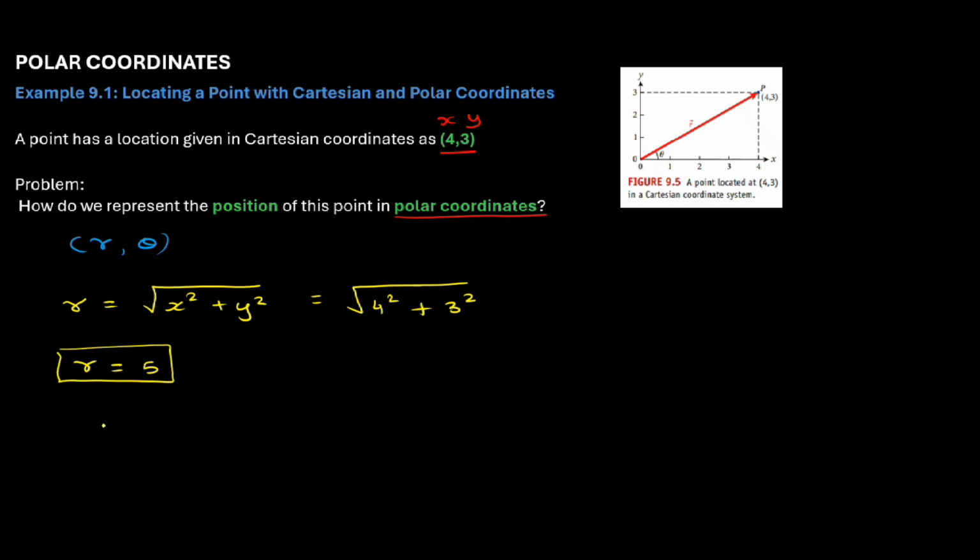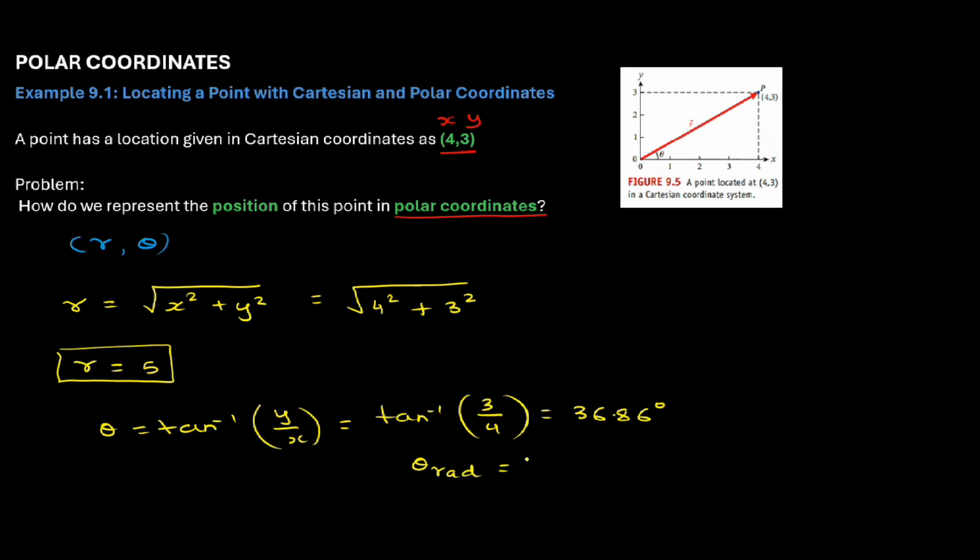Then we find the angle theta. Theta is tan inverse of y over x. So we write tan inverse of 3 over 4. And after solving, we get theta as 36.86 degrees. Now this is theta in degrees. You can convert this to theta in radians by multiplying this answer 36.86 with pi over 180, and that gives me theta in radians as 0.64 radians.